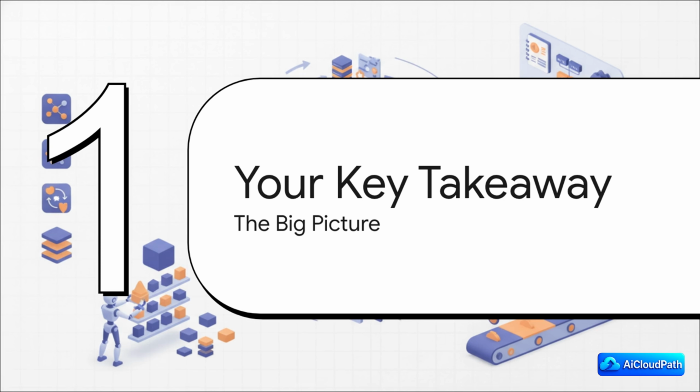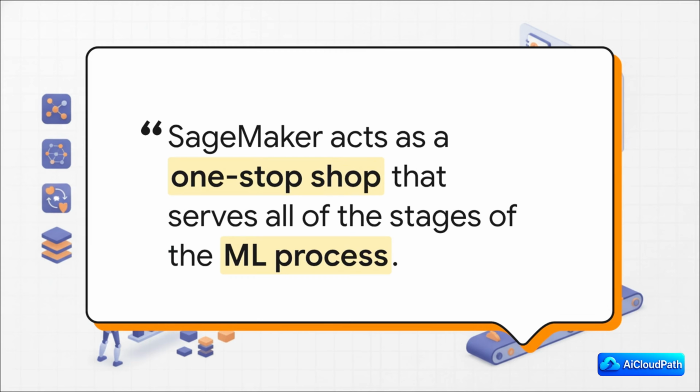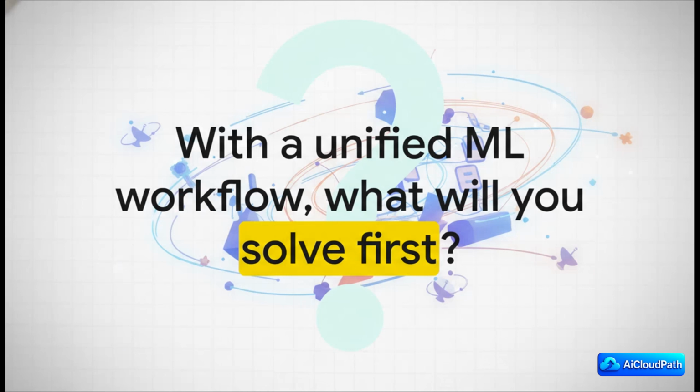So after all that, what's the one big idea you should really walk away with? This is it. If you only remember one thing, make it this. SageMaker is built from the ground up to be the one-stop shop for the entire machine learning lifecycle. It's all about integration, not fragmentation. So when you take away all that friction, when you stop wasting time gluing different tools together and you unify the whole workflow, the real question isn't about the tool anymore. It's about what you can build with it. With all this power at your fingertips, what complex problem will you solve first?